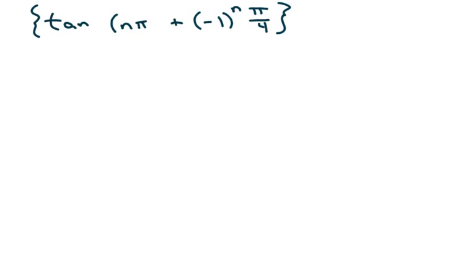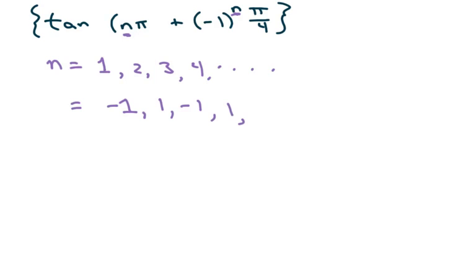The next one is tan, and I think I will do the same thing with this one. I'm just going to plug in 1, 2, 3, and 4. You can plug in more if you want. And when you plug in these values of n, 1, 2, 3, and 4, what you're going to get is -1, 1, -1, 1, and therefore no limit exists. It doesn't converge to anything.